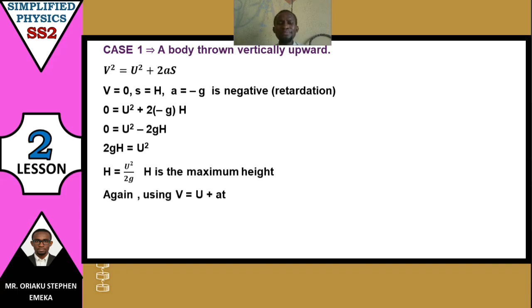Using the first equation of motion, v equals u plus at. Inputting the values, remember that v at the maximum height is 0 and a equals minus g.